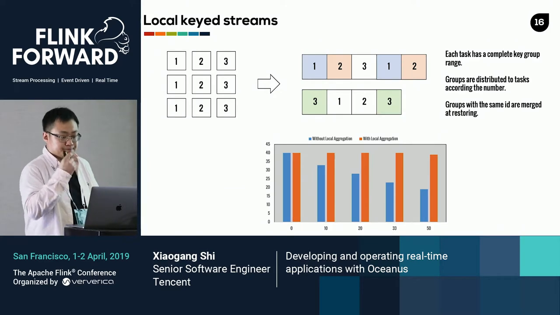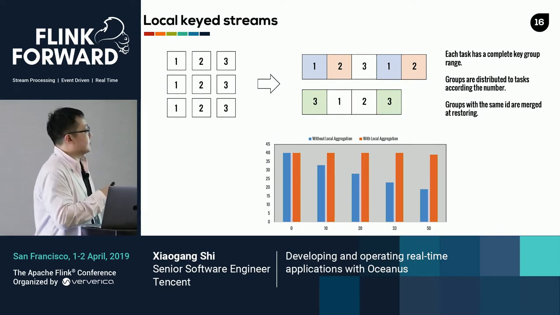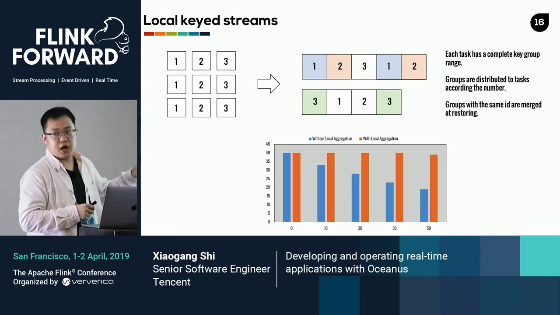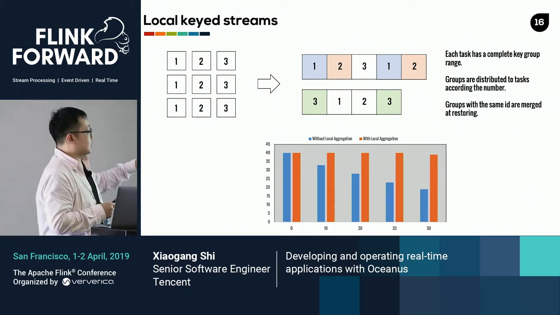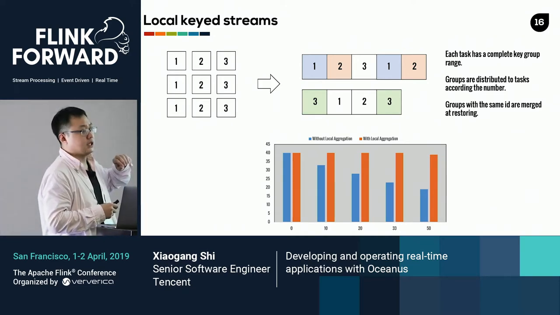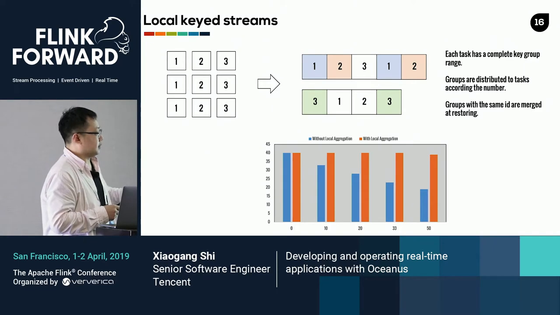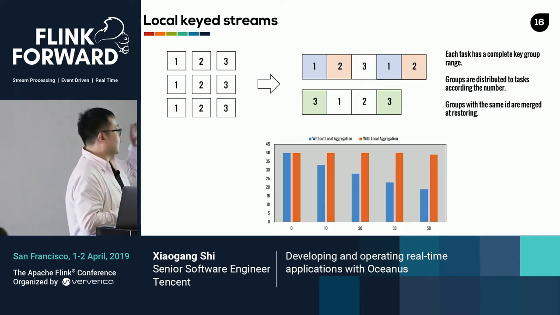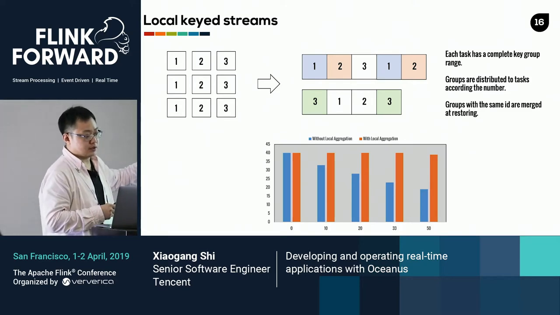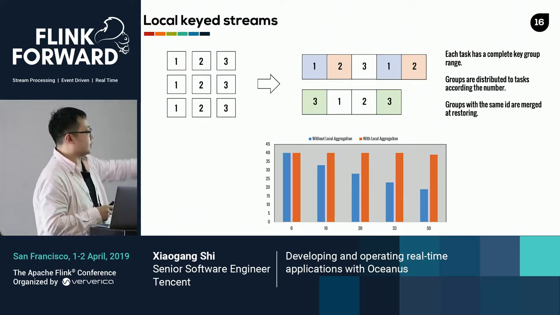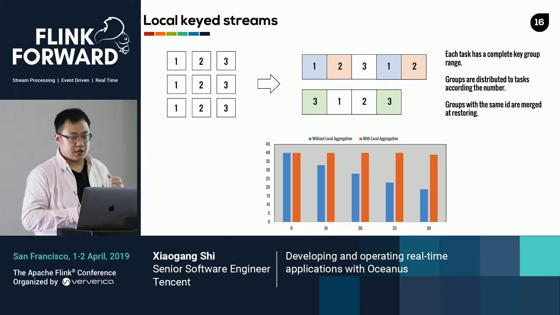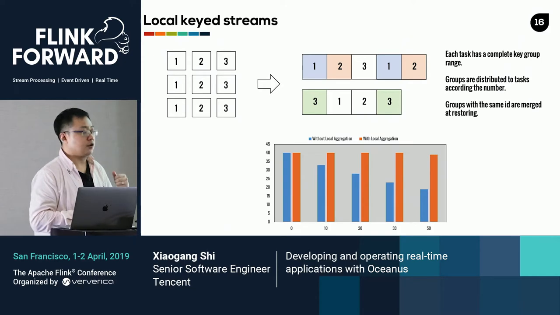But the distribution of local keyed streams is different. Because we are partitioning the data streams at the scope of tasks locally, that means each task will have a complete key group range. For example, if the max parallelism of the operator is 3, then all the 3 tasks will have the key group range of 1, 2, 3. When the degree of parallelism is changed, each task will have roughly the same number of local key groups.